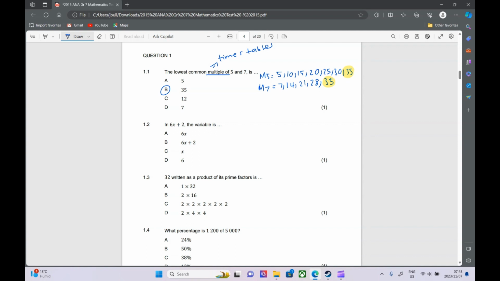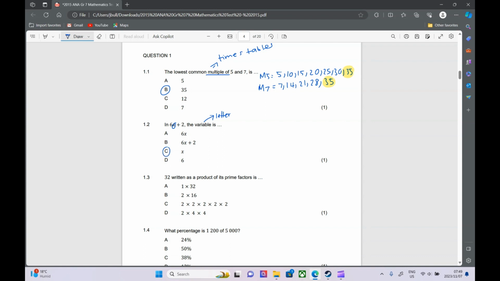In 6x plus 2, the variable is, okay, so the variable is always, we're looking for a letter. Okay, so our x or y or an alpha, and so the only thing in here that is a variable is the x.